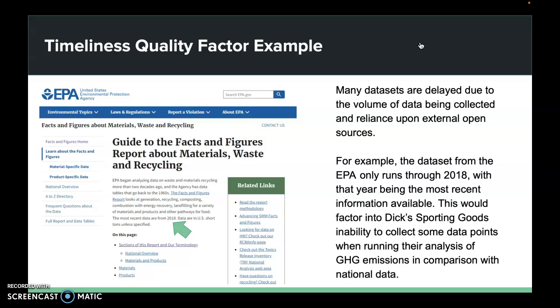So then going to timeliness. Many data sets are delayed due to the volume of data being collected and then the reliance upon external open sources to get their data. So for our example in particular, the data set from the EPA only runs through 2018, with that year being the most recent information available. So this would factor into Dick's Sporting Goods' inability to collect some data points when running their analysis of GHG emissions in comparison with the national data that is out there.